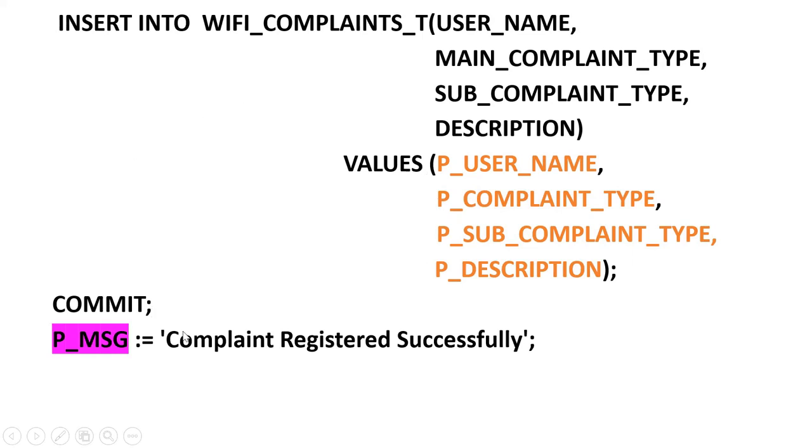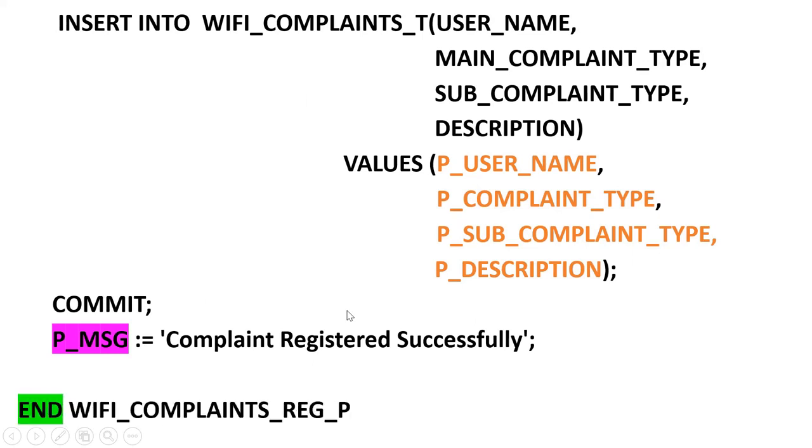So once this is done, what? Complaint registered successfully. So this we need to show to the user. How can we do that? By using an out parameter. Okay, we'll see one more time.